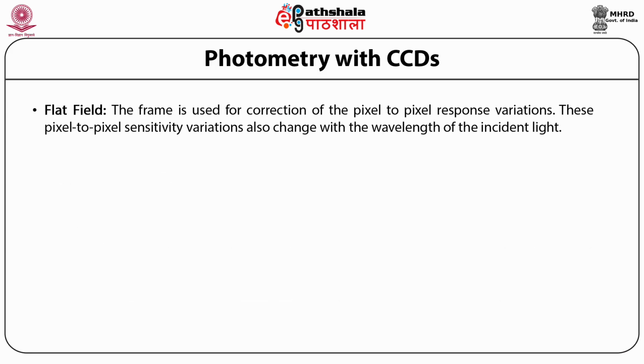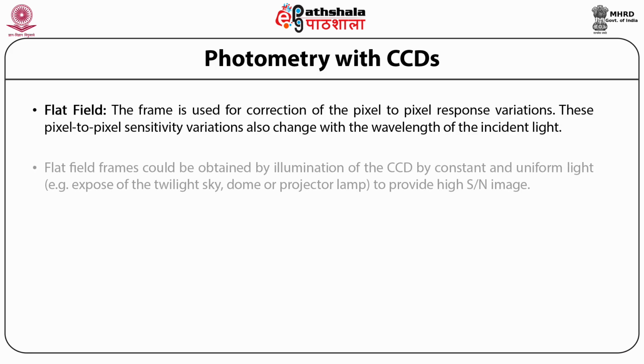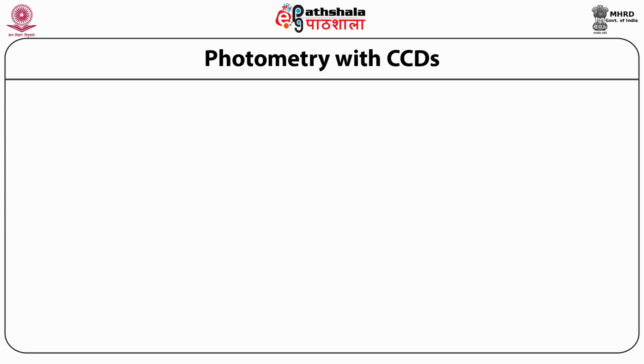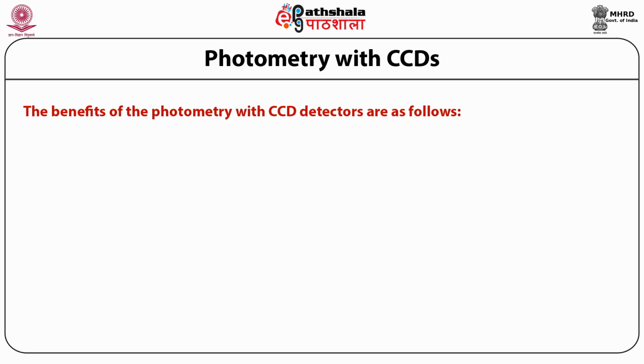Flat field. The frame is used for correction of the pixel to pixel response variations. These pixel to pixel sensitivity variations also change with the wavelength of the incident light. Flat field frames could be obtained by illumination of the CCD by constant and uniform light to provide a high S by N image. The benefits of the photometry with CCD are many.